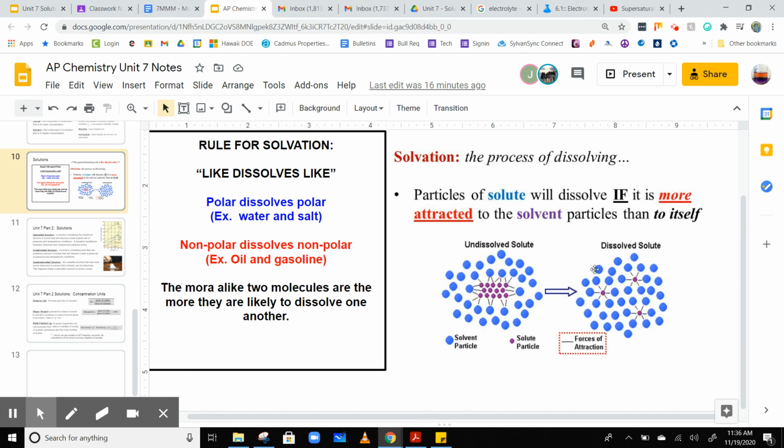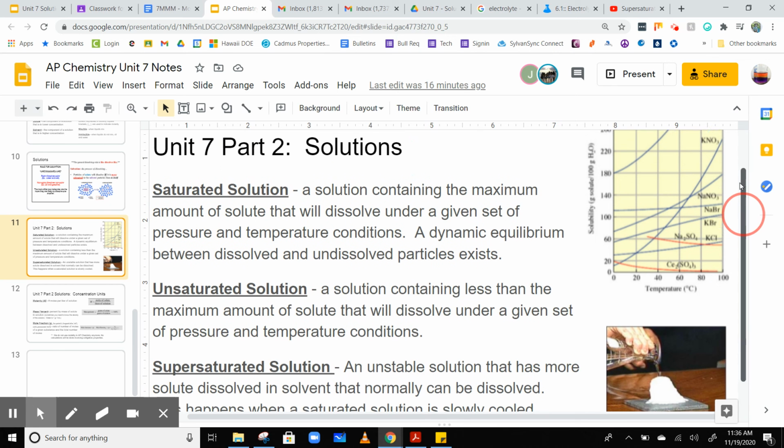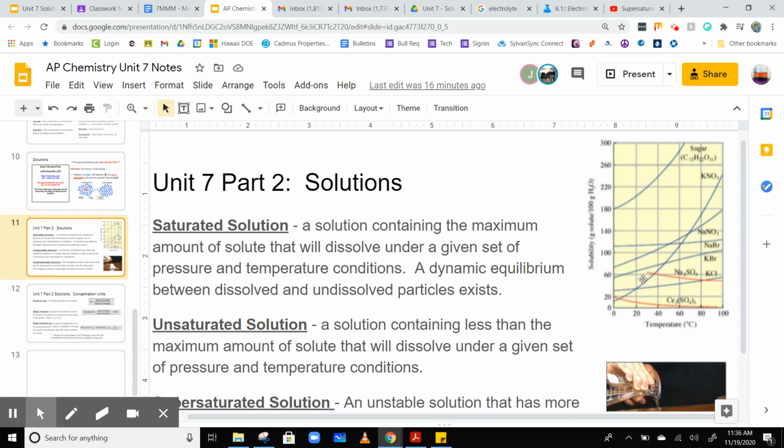This shows you the temperature and the solubility. So you see as temperature goes up, generally solubility goes up. And this is grams of solute in 100 grams of water. So sugar, you can put 180 grams of sugar in 100 grams of water at 0 degrees Celsius. That's kind of crazy, right? You put more sugar than there is actually water.